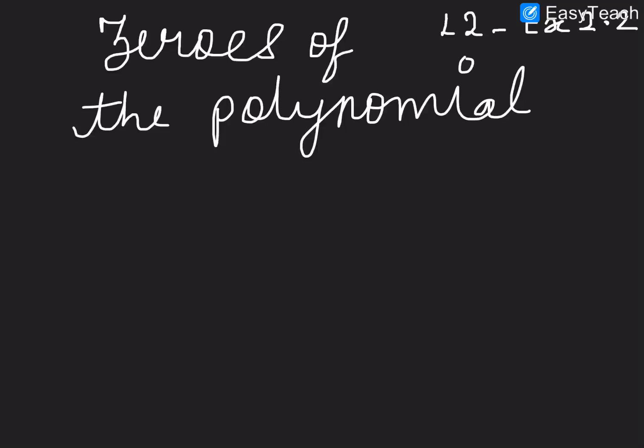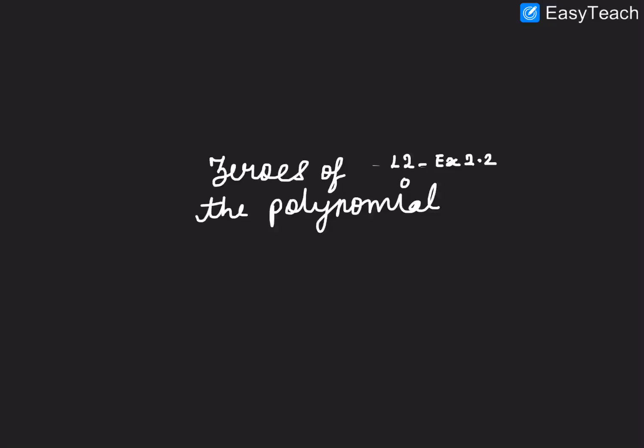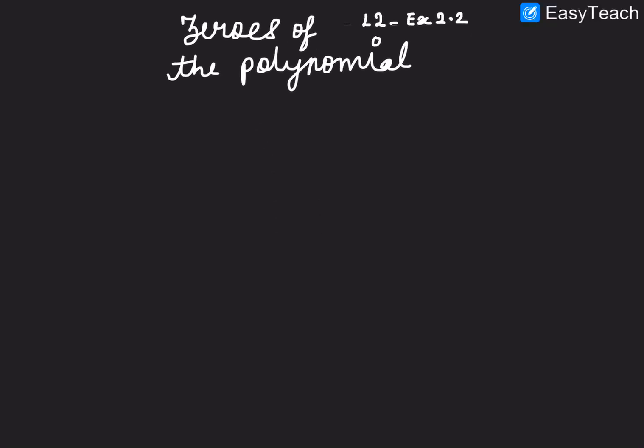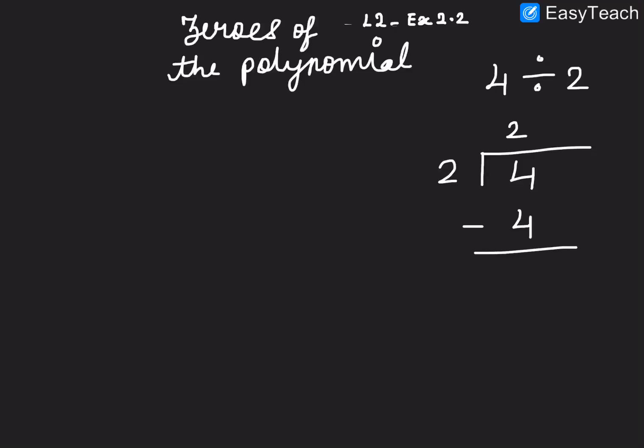Like for example, we have learned about division. If I just take a simple example, say 4 divided by 2, 2 2s are 4 and the remainder is equal to 0, isn't it? So over here, the remainder we get is equal to 0.